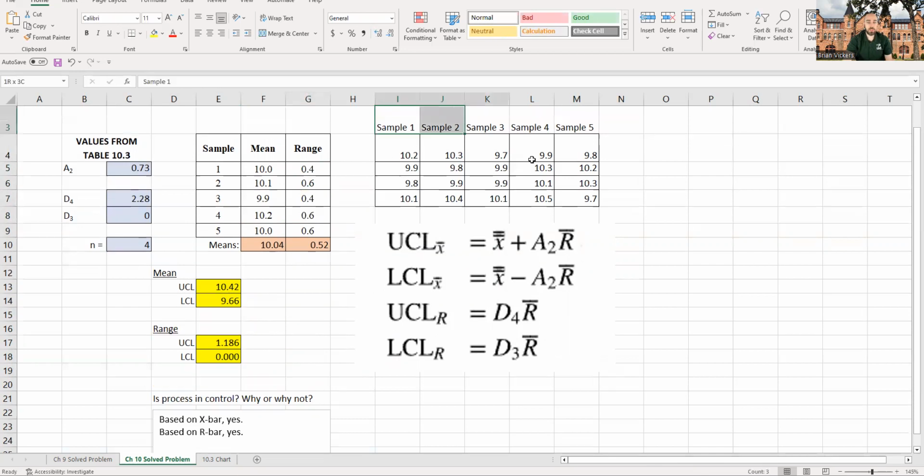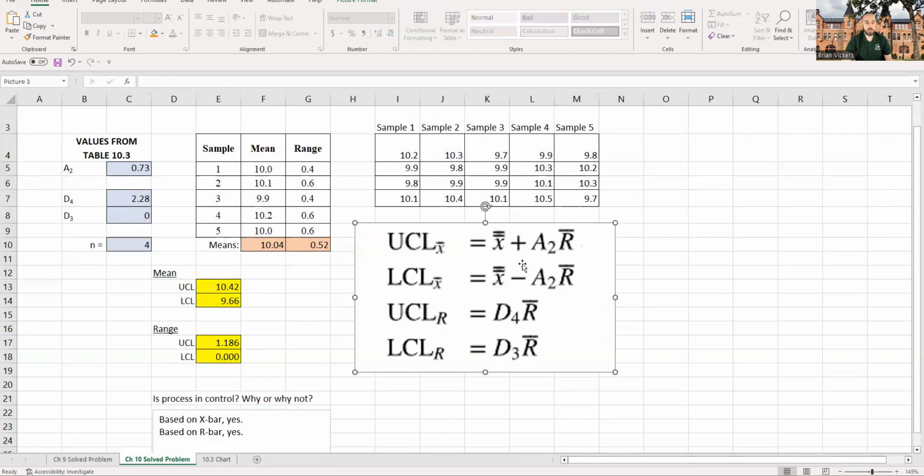And that's it. All of this that we did initially, I believe most of the problems you're going to see, this is done for you. But if you needed to figure out the X bar for each of these samples, you would average this one out, average this one out. Range, it's the highest minus the lowest. So if you have to do that manually, that's how you would do it. Otherwise, you can skip that portion because you're probably going to be presented with just this type of chart to begin with. Once you have that, average these out, and then fill in the values from your table 10.3, and then follow this formula for upper and lower control limit of each type.